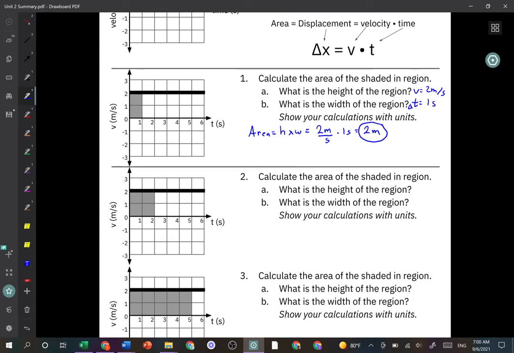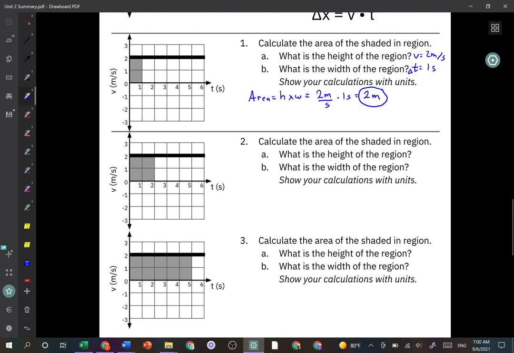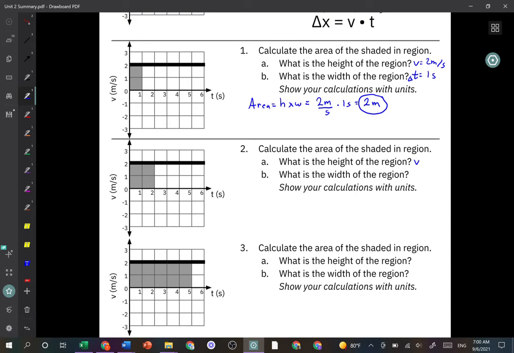Now, for the next region of the graph, problem number 2, we're still looking at our height, which is going to be a velocity of 2 meters per second, but now we're looking at our change in time, that time interval of 2 seconds. So our area here will be equal to 2 meters every 1 second times 2 seconds, which will be 4 meters for our displacement, or that's change in position.